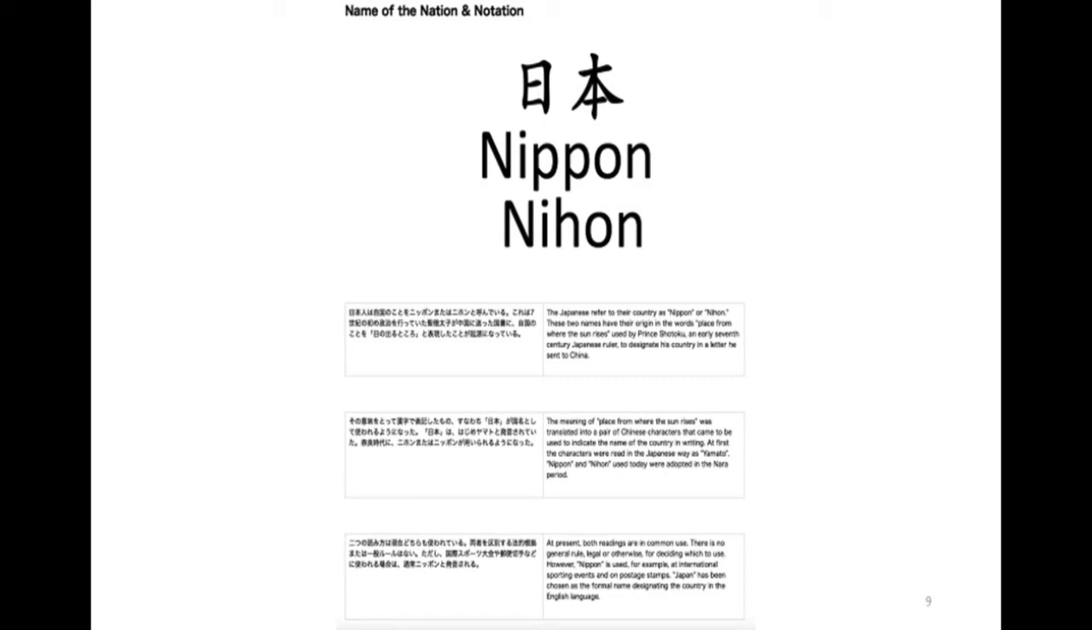Page 17-2. At first the characters were read in the Japanese way as Yamato. Nippon and Nihon, used today, were adopted in the Nara period. At present, both readings are in common use. There is no general rule, legal or otherwise, for deciding which to use. However, Nippon is used, for example, at international sporting events and on postage stamps. Japan has been chosen as the formal name designating the country in the English language.